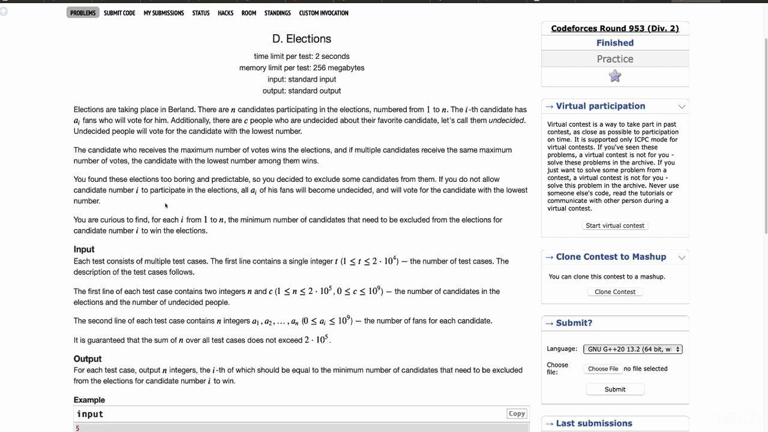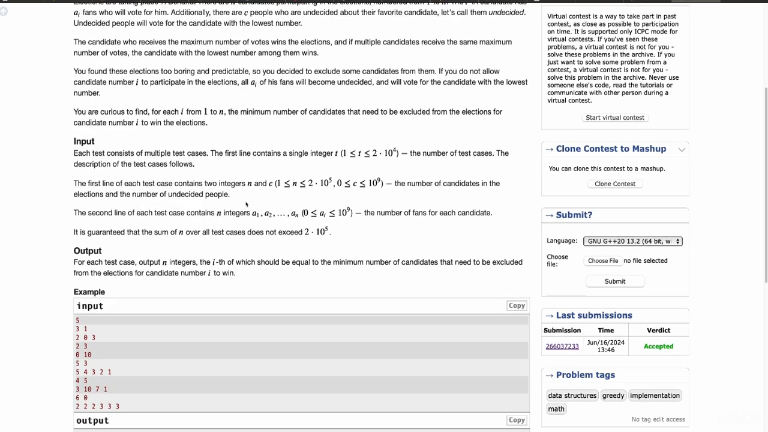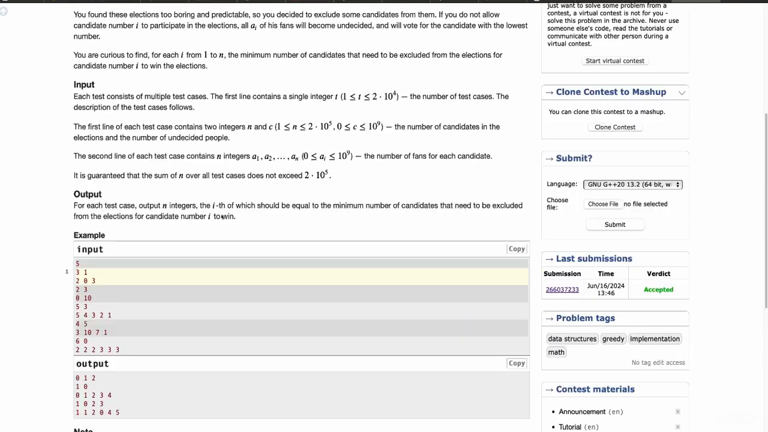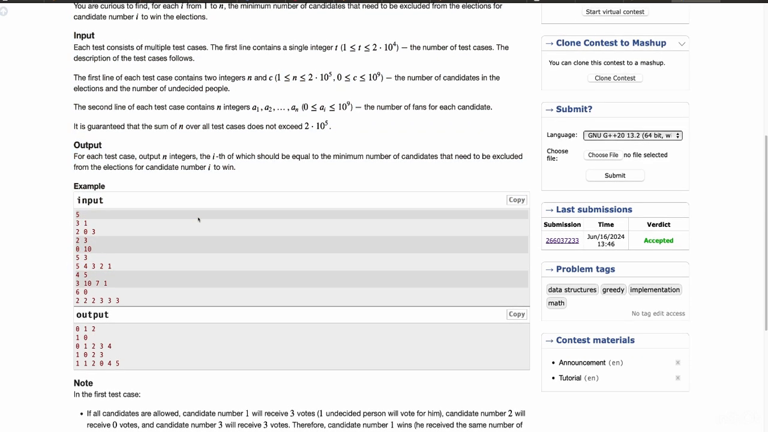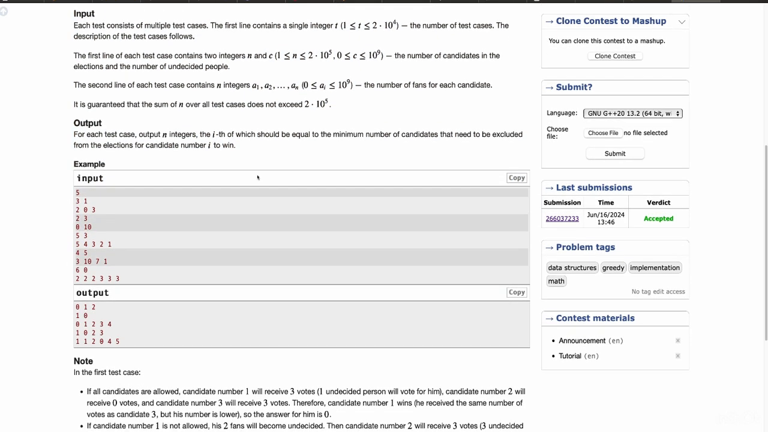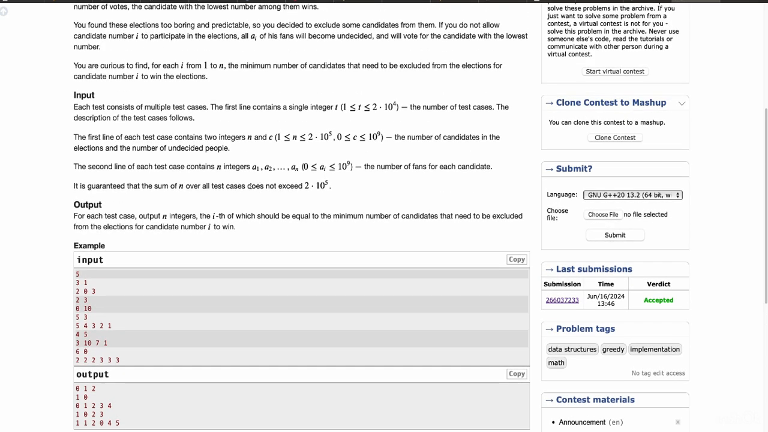Now we have to find, for each i from 1 to n, the minimum number of candidates that need to be excluded from the elections for candidate number i to win. So for each index, we'll have to calculate, if that particular candidate has to win the election, which candidates we have to delete from the array. So what can be the approach?